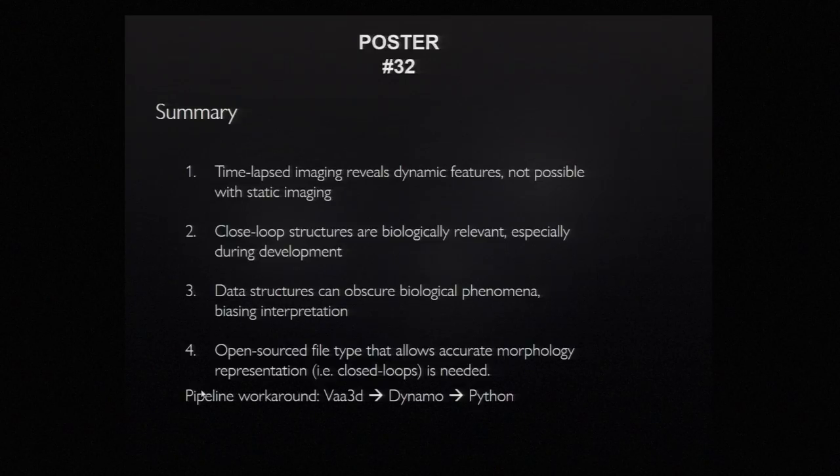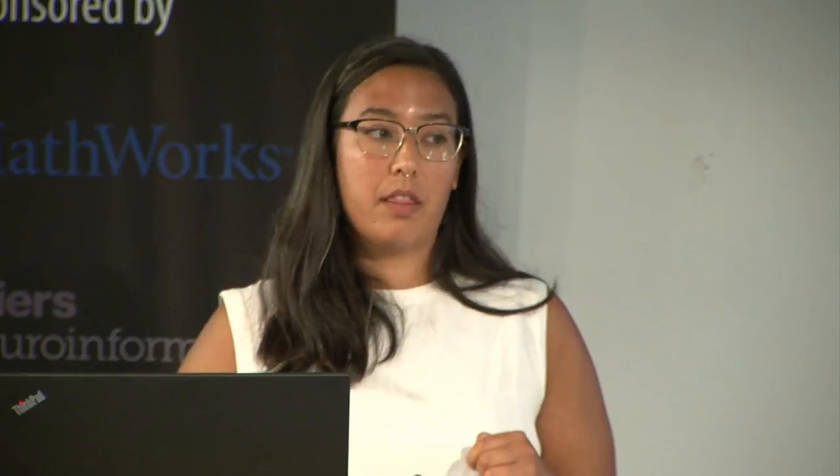So what I'm really looking for is an open source file format that's able to accurately represent these morphologies, these early in development morphologies, i.e. the closed loops. And my current workaround, which isn't a direct solution, is to build this pipeline, starting with VA3D, Dynamo for the auto registration, and then Python.